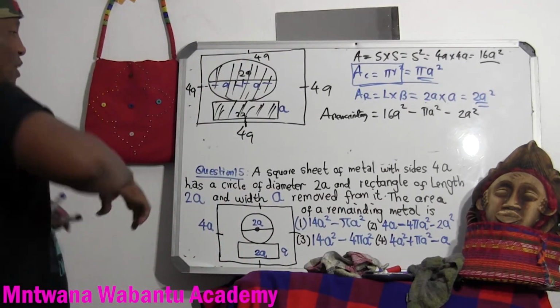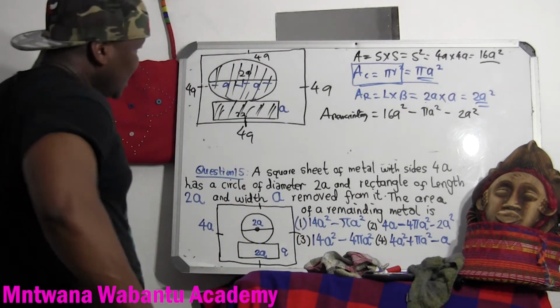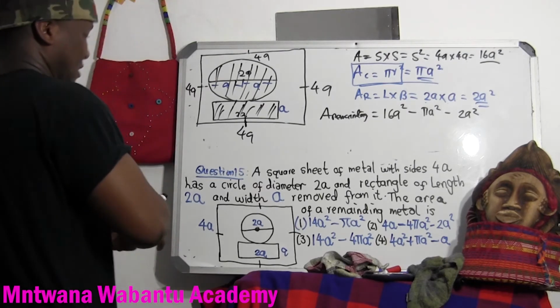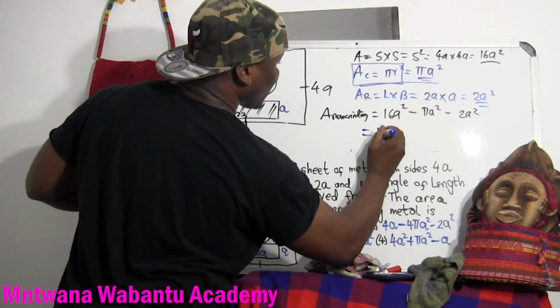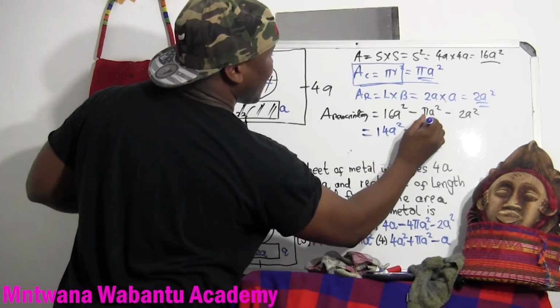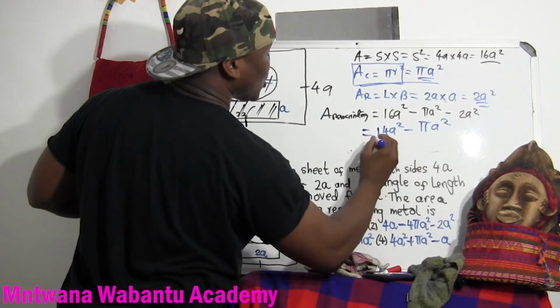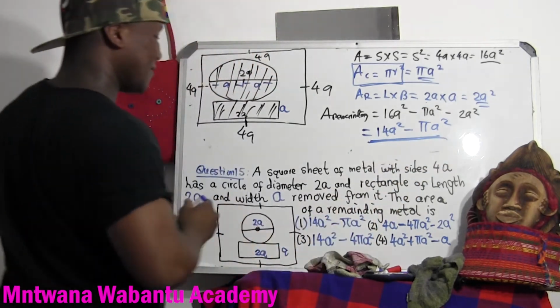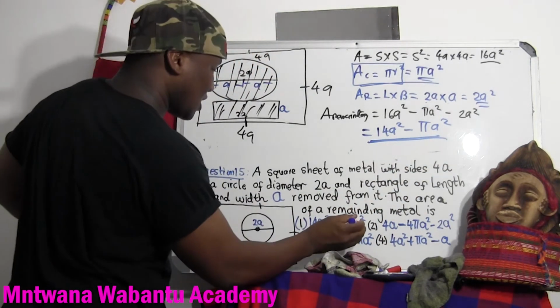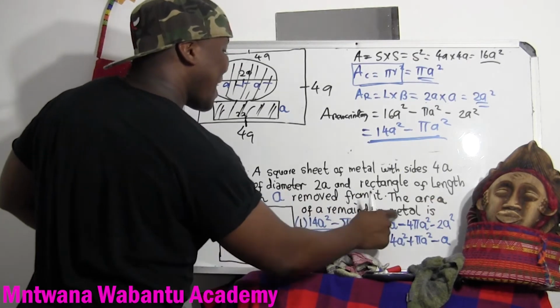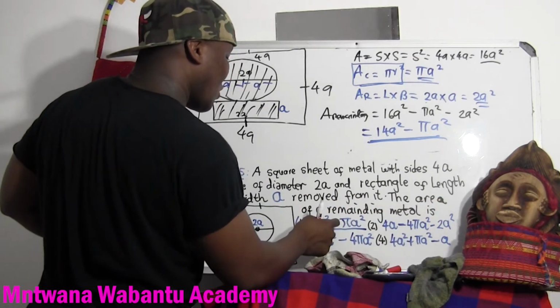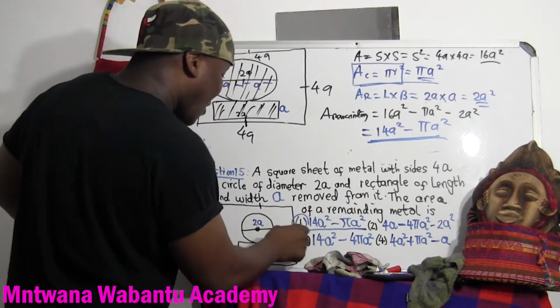So this is going to give us the area left or remaining. 16a squared minus 2a squared equals 14a squared, and then minus pi a squared. So this is the area which is going to be left. And if you go to the options here, it's going to be this one here, option 1. After removing, the area of the remaining metal is equal to 14a squared minus pi a squared. So this is our answer.